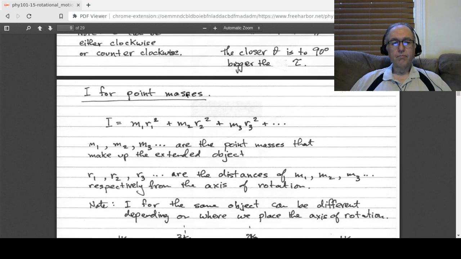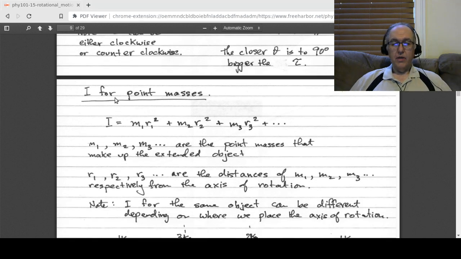All right. Well, here's the other piece, the moment of inertia. The definition for the moment of inertia is I is equal to, if you have a bunch of point masses, m1 r1 squared plus m2 r2 squared plus m3 r3 squared, and so on. So there's the formula. m1, m2, m3, these are all point masses that make up the extended object. So if it's like, I don't know, my remote here, you say, well, what are all the little m's there?